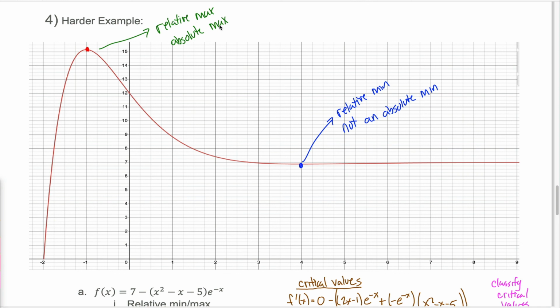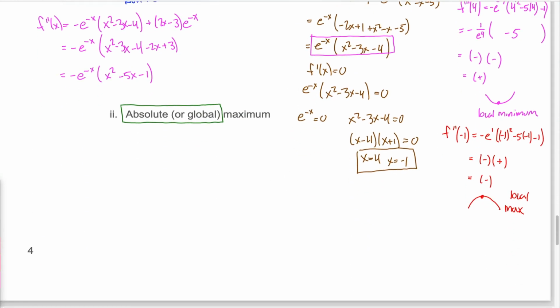This critical value is an absolute max. This critical value is not an absolute minimum. That's a lot of information for one video, so I'm going to stop talking.